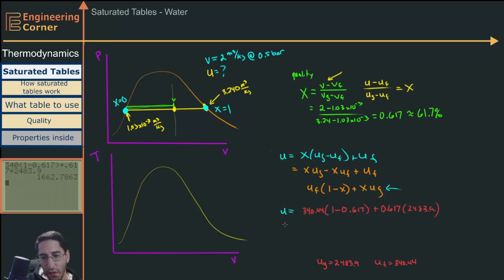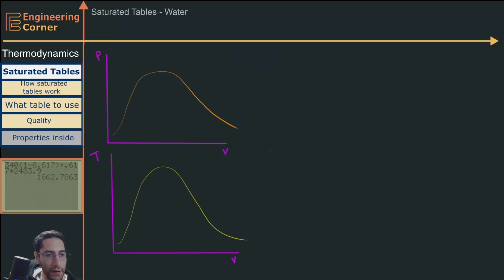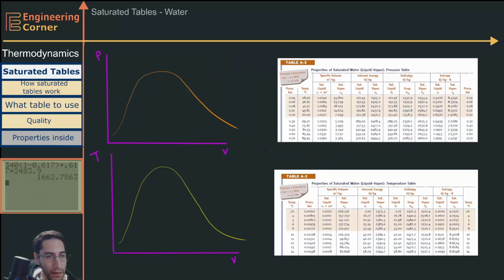And we get that U is equal to 1662.78. And if we look at our chart, 1662.78 should, if everything's done right, be in between those two numbers.